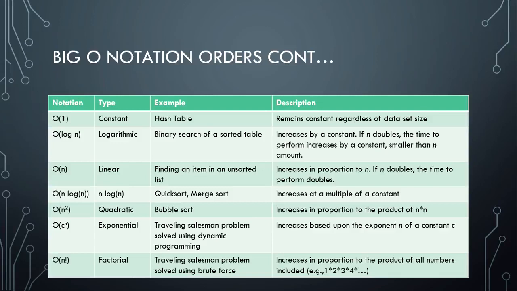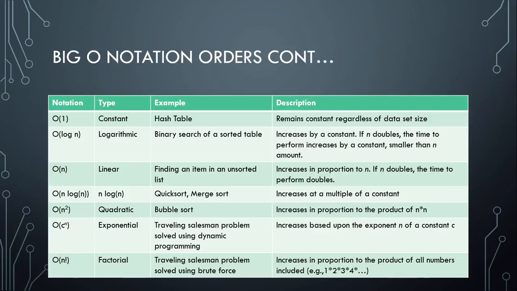We have big O of n, which is linear. So this would be like a linear function. Finding an item in an unsorted list would be an example of that. It increases in proportion to n. If n doubles, the time to perform will double. We have big O of n log n. So the type is n log n. Examples of that are quick sort and merge sort. So it increases at a multiple of a constant.